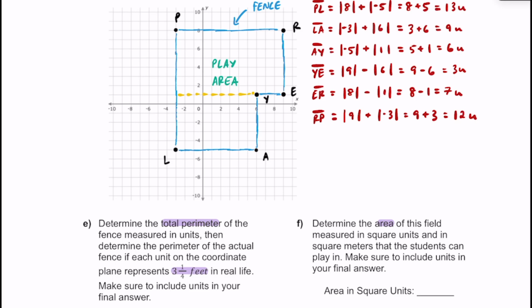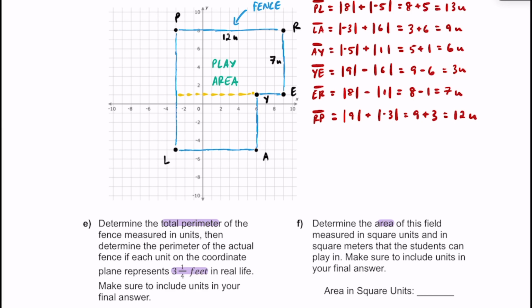I think the length here from P to R, we already know that's going to be, let's see, R to P, that's the same thing, right? That's going to be 12. So this measurement here is going to be 12. I'm just going to go ahead and write that in as 12 units. And then what about from R to E? I think we already figured out R to E. That is E to R, which is 7. So this top rectangle is going to be 12 by 7.